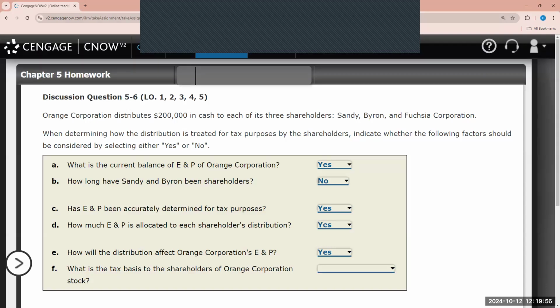F, what is the tax basis to the shareholders of the Orange Corporation stock? Yes, this would also essentially have an impact because in the event that a distribution was made and a portion of it needs to be treated as a return of capital, the shareholder would be required to adjust their stock basis. Hence, this would make a difference.